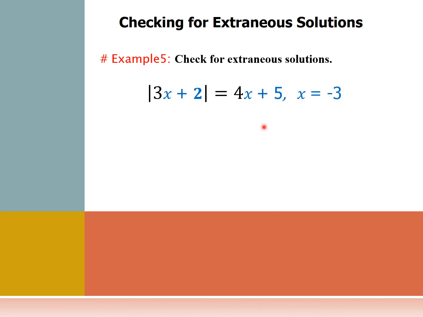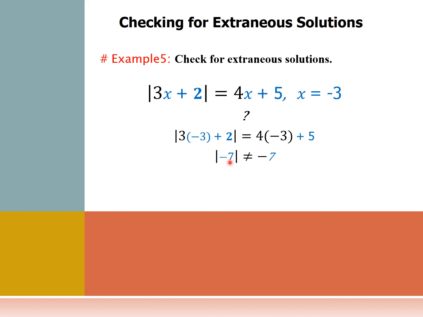Okay, so check for x is equal to minus 3. Is this part equal to this part? We will see. So substitute the value of x with minus 3. We will get here 3 times minus 3 plus 2. 3 times minus 3 is minus 9, plus 2 is minus 7. And on the other side, 4 times minus 3 is equal to minus 12, plus 5. So here we have minus 12 plus 5, minus 7, and here we have minus 9 plus 2, the absolute value of minus 7.